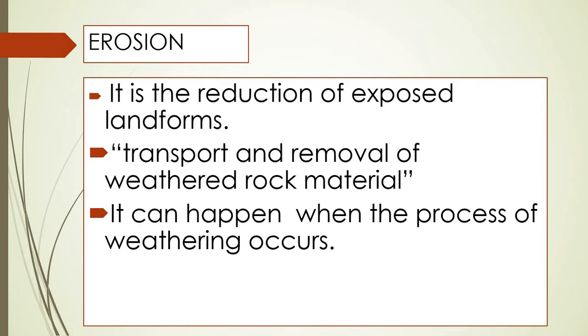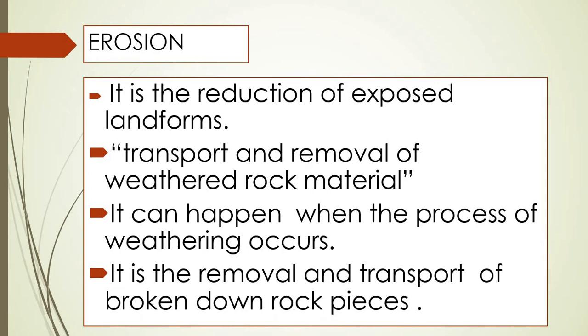When the topsoil is washed away, the remaining soil may no longer be fertile. It is also the removal and transport of broken down rock pieces by running water, wind, or glacial ice. Rivers, streams, and falling rain produce the same effect on the soil on the surface of the earth. Soil erosion is the loss of topsoil by carrying it to another place.